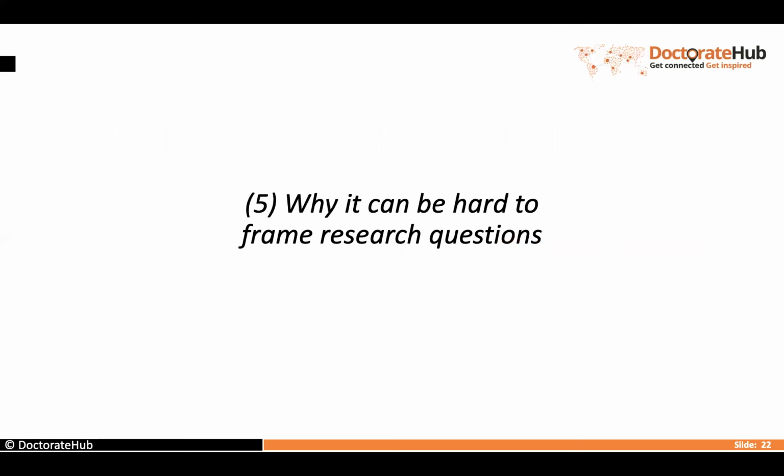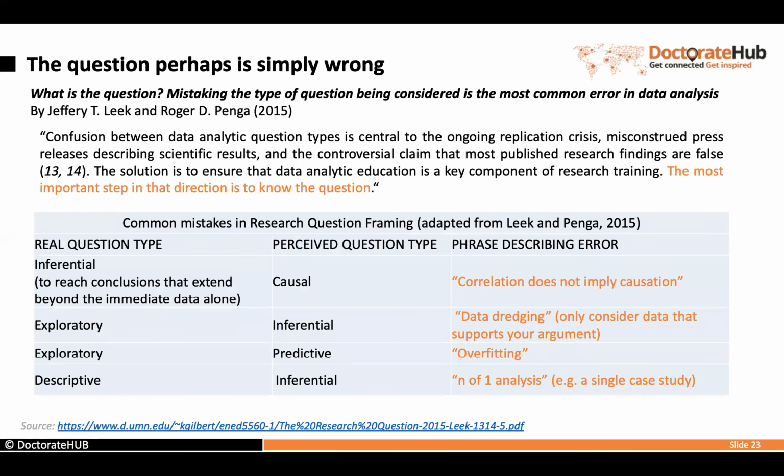Now, why can it be hard to frame research questions? There are a number of reasons why this can be hard. For once, the question perhaps is simply wrong. Now, we might be interested in something and therefore asking a particular question with an outcome expectation in view. However, the question is not related to the problem. So there's no relation. There are a number of things where the question just simply could be wrong.